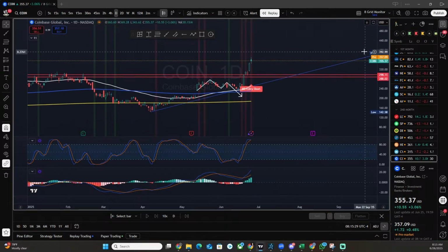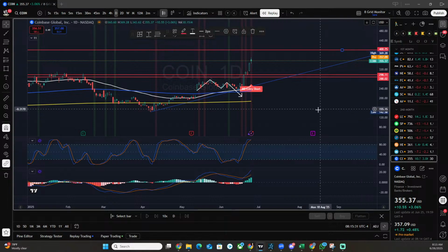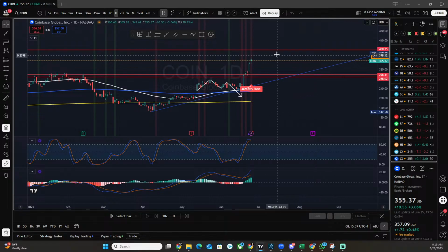Could this thing get to 400? That is a very interesting and very possible number. It's a little far removed for me to look for a position, but I am very curious on what it does. Let's see what else I got for y'all.